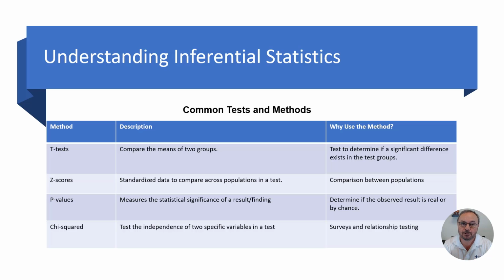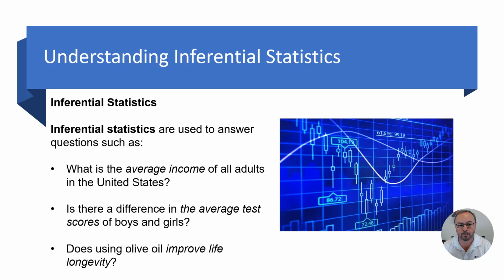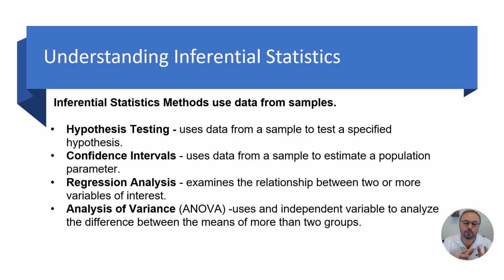Now, in preparation for the exam, I'm going to ask you to please commit to memory these four methods and understand how to apply them. So t-tests we're going to use to compare the means of two groups, whereas we're going to use z-scores for what? We're going to compare across populations in a test or sample. So when it comes to methods and using samples, we also want to consider hypothesis testing.